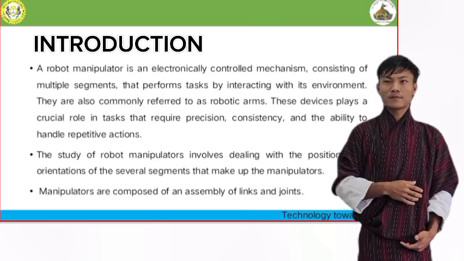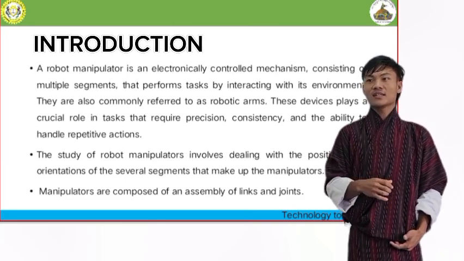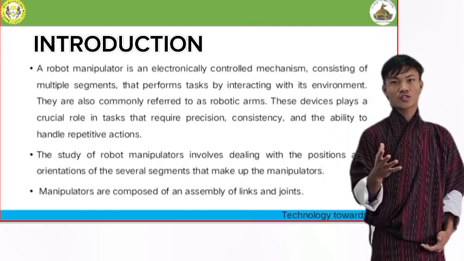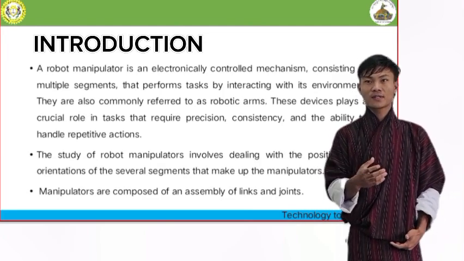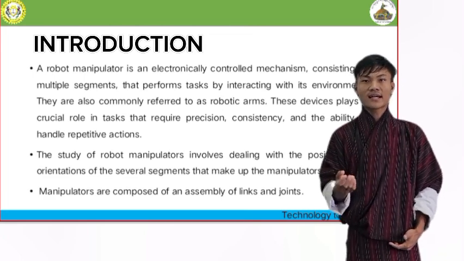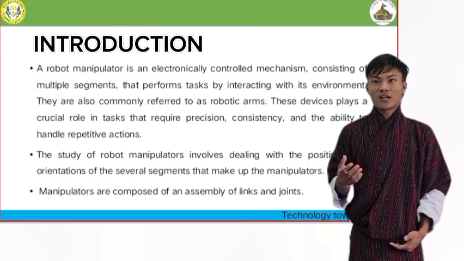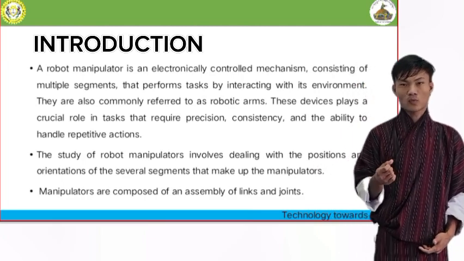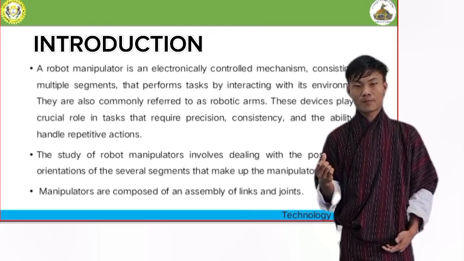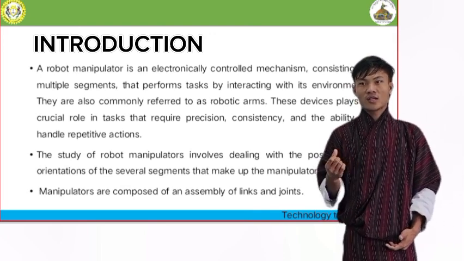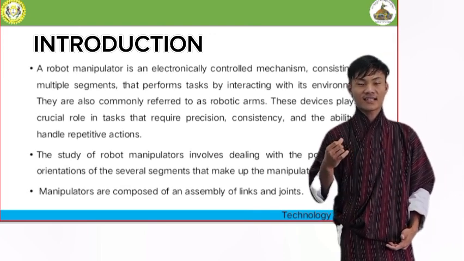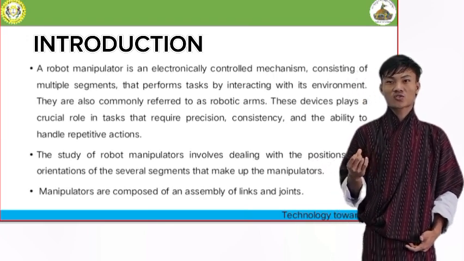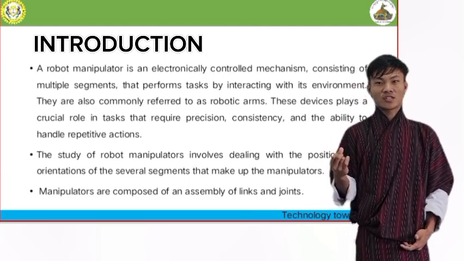So this device plays a crucial role in tasks that require precision, consistency, and the ability to handle repetitive actions. For example, in an industrial application, on an assembly line for manufacturing cars, a robotic manipulator might be used for tasks such as welding parts of the car body together. A robot arm can weld exactly at the right spot with the correct amount of heat, ensuring that each weld is strong and clean. That shows the precision.